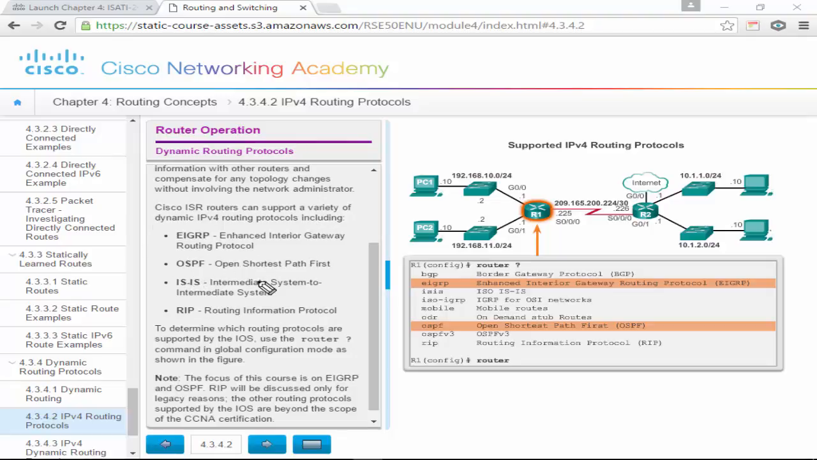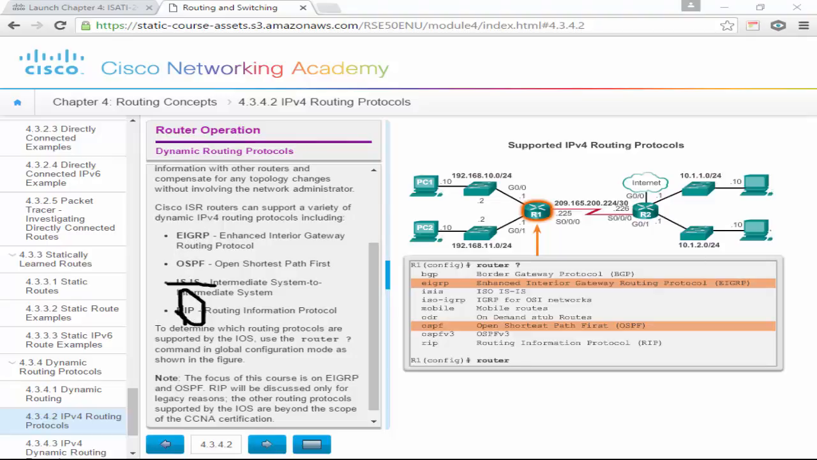Then we have OSPF, Open Shortest Path First. Probably one of the most popular routing protocols. IS-IS is used by ISPs where they don't want to use OSPF or something like that, and it's less common, not really covered in this as much as, say, you're really going to hit EIGRP and OSPF.